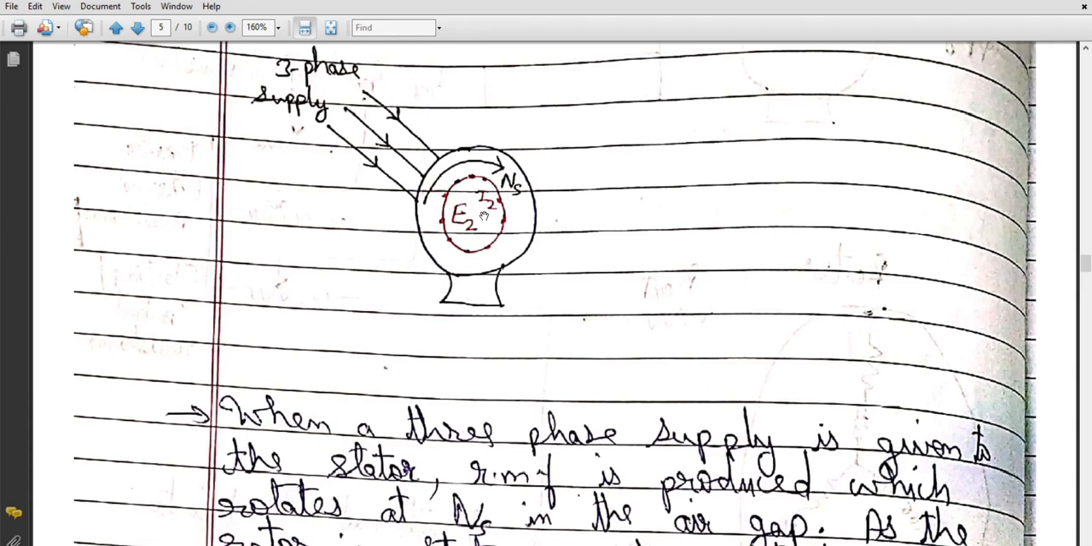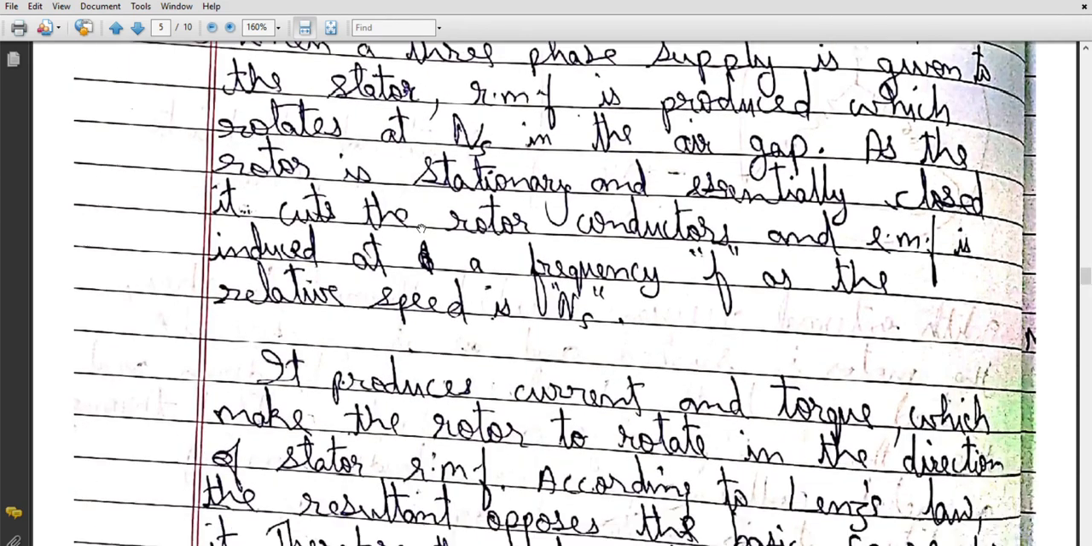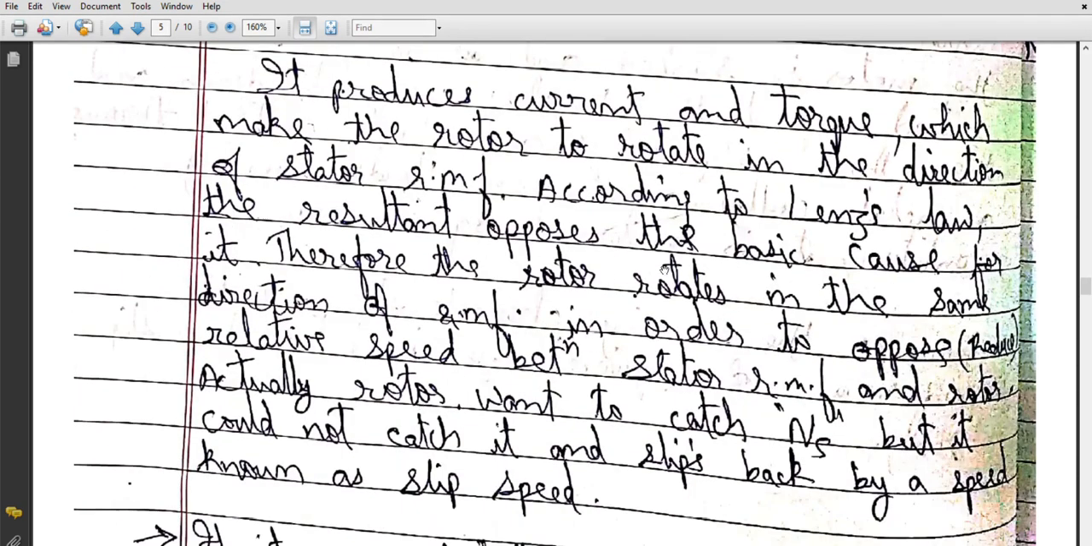Now when the rotor also starts rotating in the clockwise direction, the relative speed is ns minus n. So now the frequency corresponding to this relative speed ns minus n will be something else. What would it be? We'll see. What is the frequency for this particular relative speed? But we know one thing, that it will be different from the supply frequency. It will not be equal to the supply frequency. So this is how it produces a current, and torque is generated, obeying Lenz's law.